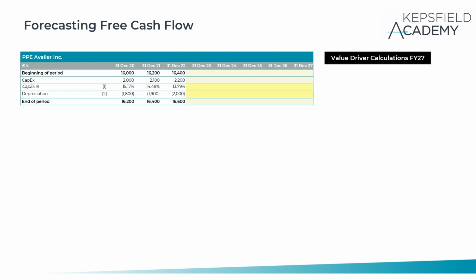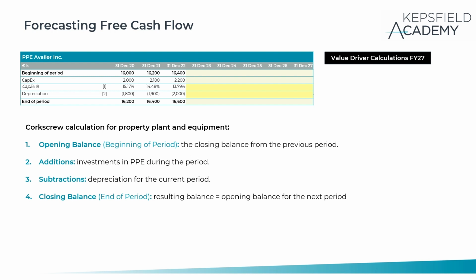You begin with the opening balance, which would be the closing balance from the previous period. Next, you add any capital expenditures, which represent the company's investments in PP&E during the period. Then you subtract the depreciation for the current period. The result is the closing balance for the current period. This closing balance then becomes the opening balance for the next period, and the process continues, creating a corkscrew effect as the balance keeps evolving over time.